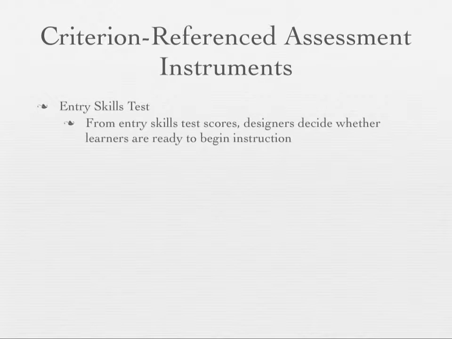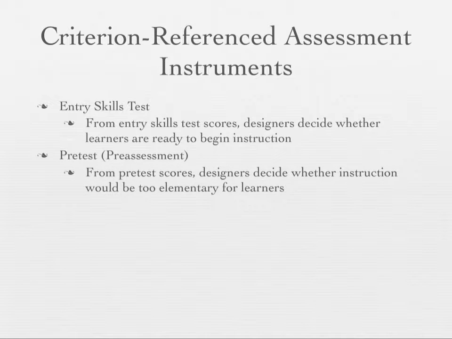So looking at the different types of assessment instruments for criterion referenced assessment, we have our entry skills test. From the entry skills test scores, you as the designer are able to make a determination as to whether the learners are ready to begin the instruction. We also have a pre-test or pre-assessment, and based on the pre-test scores, the designer decides whether the instruction would be too elementary for learners. The entry skills test and the pre-test are often combined in one.